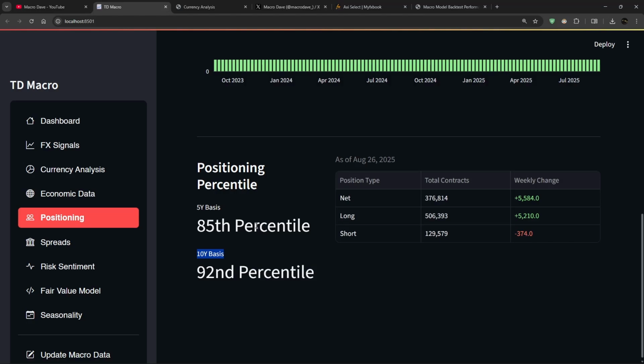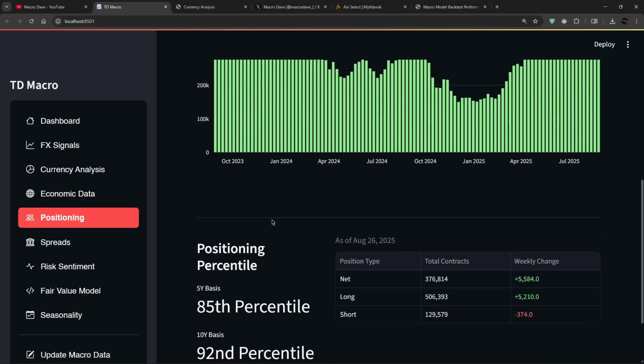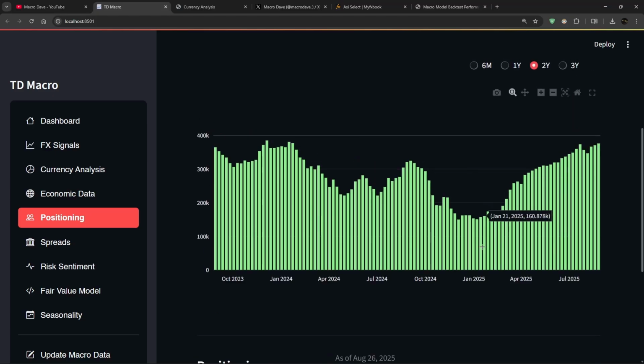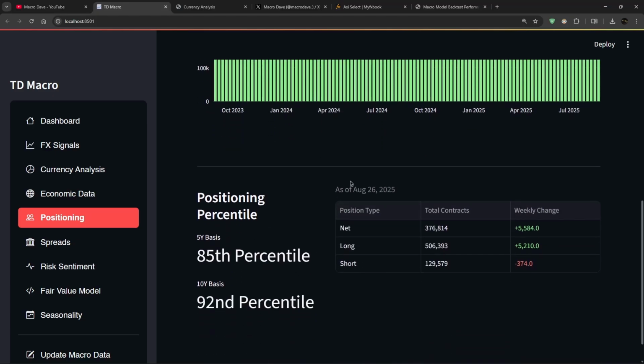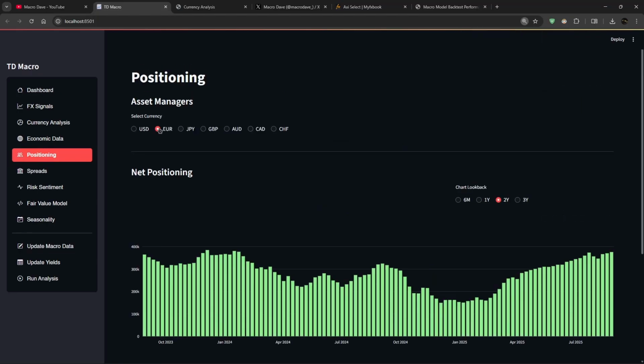institutions are positioned on particular currencies, because these guys, asset managers, they are usually on the right side of markets. So whatever side of the markets they are on, you essentially want to be on that side of the market too. And then here we have just the latest change. So you can see that this was last updated on August 26th, and the net change for euro, we're looking at euro now, was plus 5,500. So they essentially added longs. As you can see, they added 5,200 longs and removed 374 shorts. So institutional money is still very bullish on the euro, and you can do this for essentially all currencies.